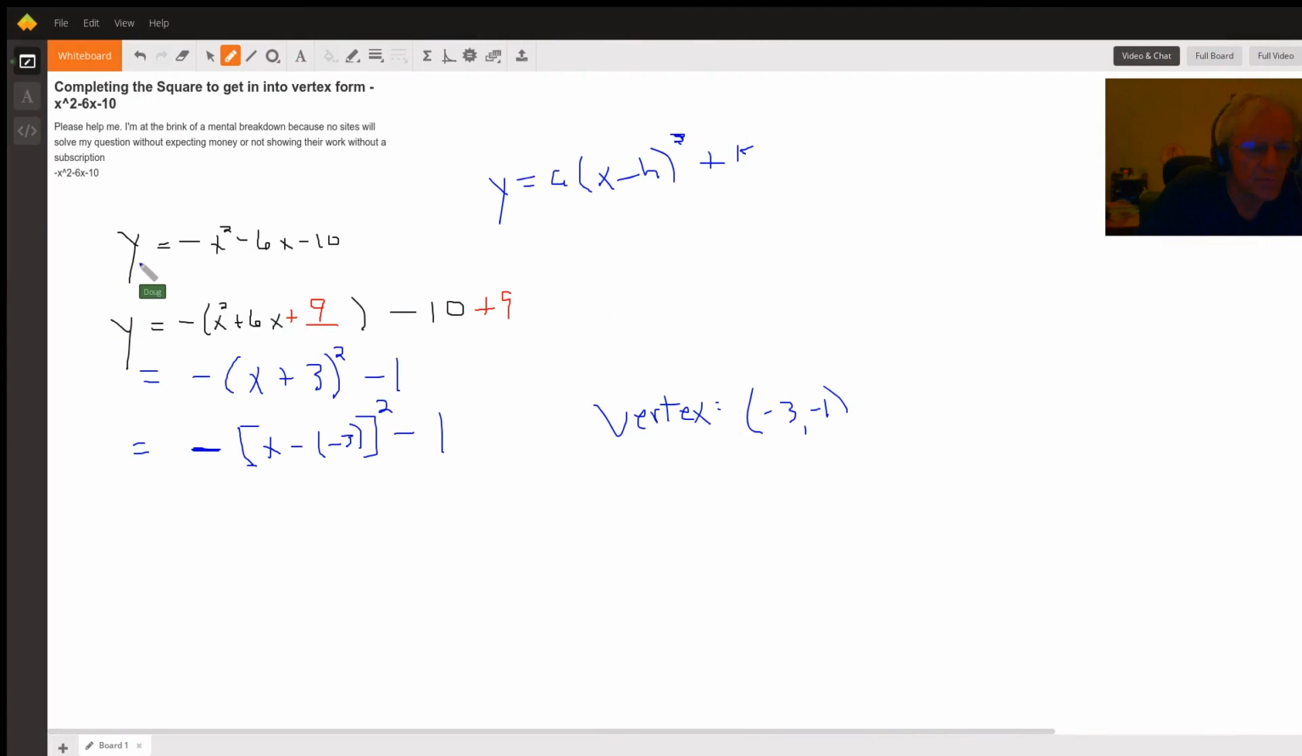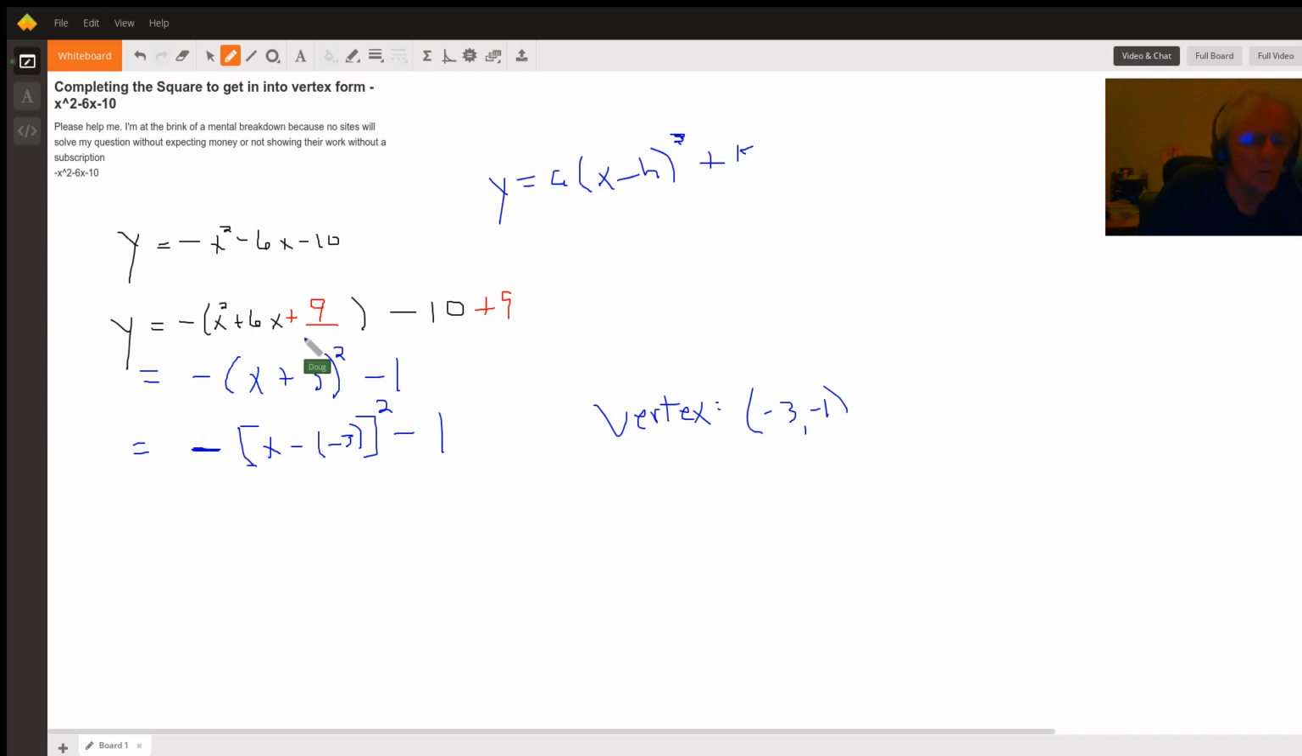I'm assuming that y equals minus x squared minus 6x minus 10 is what is intended here. There's no y in the question, and you're supposed to complete the square to put this equation for a parabola into vertex form so you can identify the vertex.